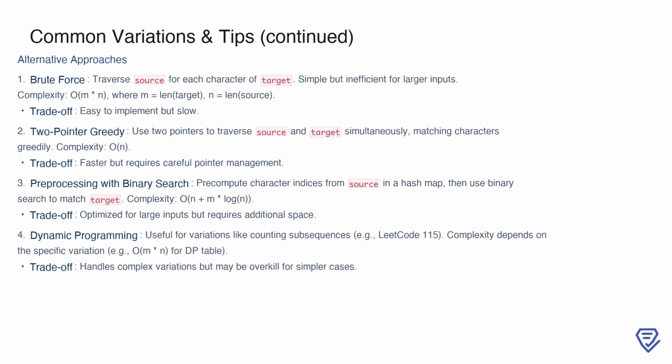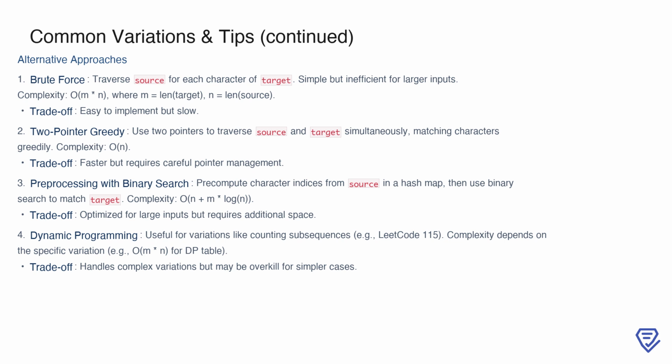A more efficient method is the two-pointer greedy approach. Here, you use 2 pointers to traverse source and target simultaneously, matching characters as you go. This reduces the complexity to n, but requires careful management of the pointers. Another advanced approach involves pre-processing with binary search. You can pre-compute character indices from source in a hash map, and then match characters in target using binary search. This has a time complexity of n plus m*log n, making it well suited for large inputs, though it requires additional space.